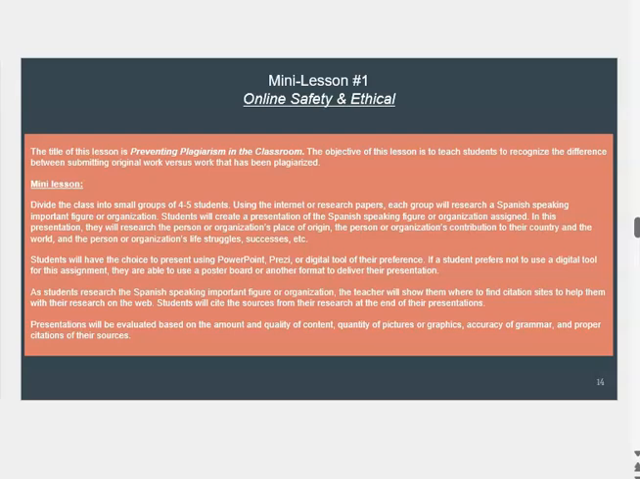Here is a sample of the lesson that I created for my students. They were tasked with using the internet to investigate a Spanish-speaking important figure or country. Students will create a presentation of the Spanish-speaking figure or organization of their choosing. As students researched the Spanish-speaking country or figure, I showed them where to find citation sites to help them with their research on the web. Students then cited their sources from their investigation at the end of their presentations.